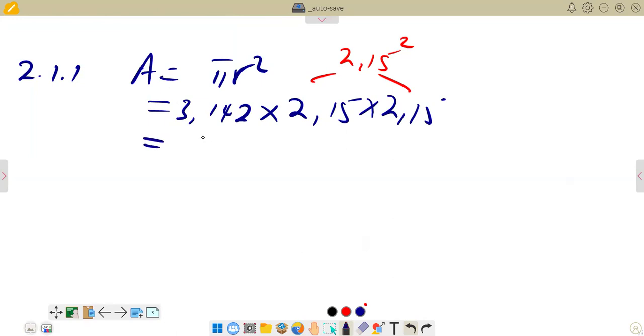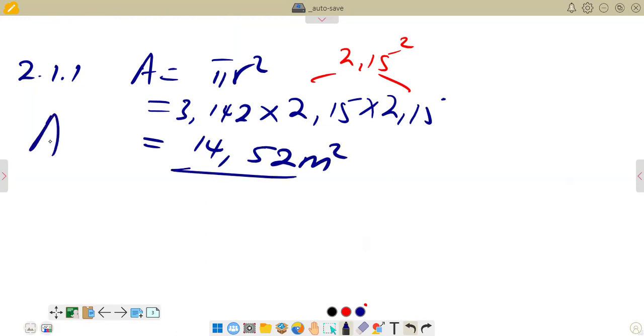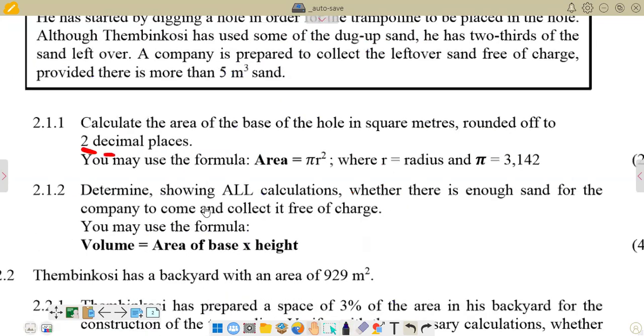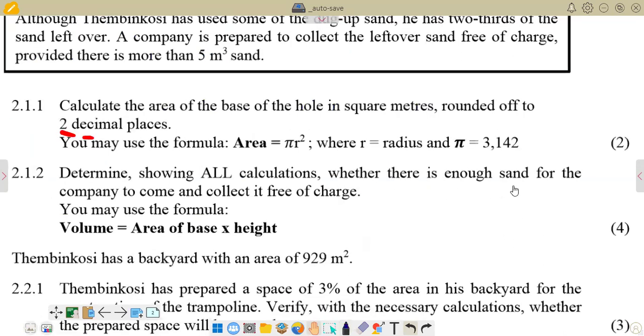The answer that we are going to get there is 14.52 square meters. So this is now your area, and this is what we have in terms of the first part. Now we can move on to the second part of the question, which is 2.1.2. If you go back to the question, it reads: determine, showing all calculations, whether there is enough sand for the company to come and collect it free of charge. You may use the formula volume is equal to area of base times height.